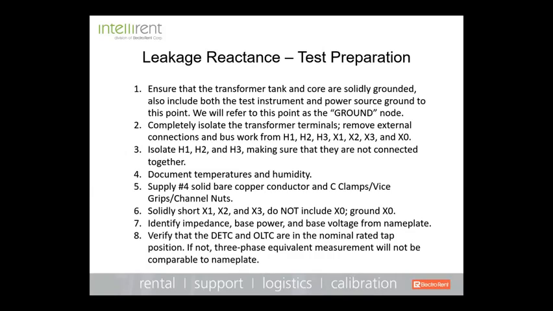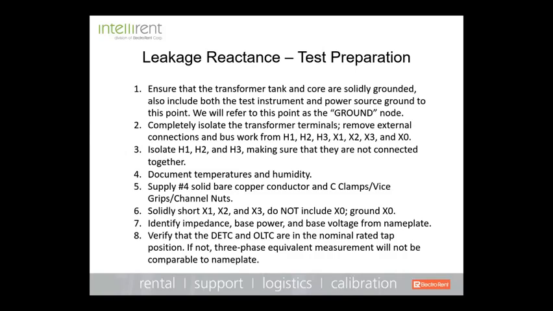and some of those don't have a proper grounding, and this will cause bad results or could even damage your test equipment. So this is something that's very important whenever you go out and test a transformer. Then you want to isolate the transformer terminals. You want to remove the external connections in the buswork for your high and your low side bushings and XO, and then isolate H1, H2, and H3, making sure they're not connected together, which is different from some of the other tests that you perform.